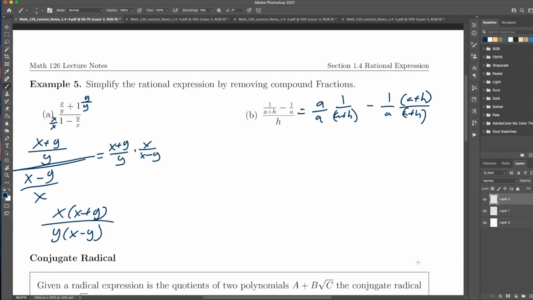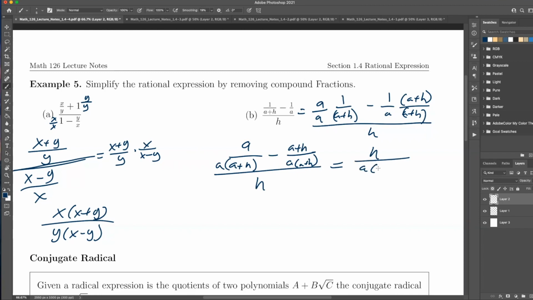All right, now let's do this. So now we do all over h. When I simplify this, I get a over a plus h times a minus a, a plus h over a plus h, all over h. Here, I'm going to get rid of the compound fraction by adding the two fractions. Here I have an a plus h. I get the same thing. Now I'm going to add up top. So a minus a is nothing. So I have an h over a plus h, all over h.